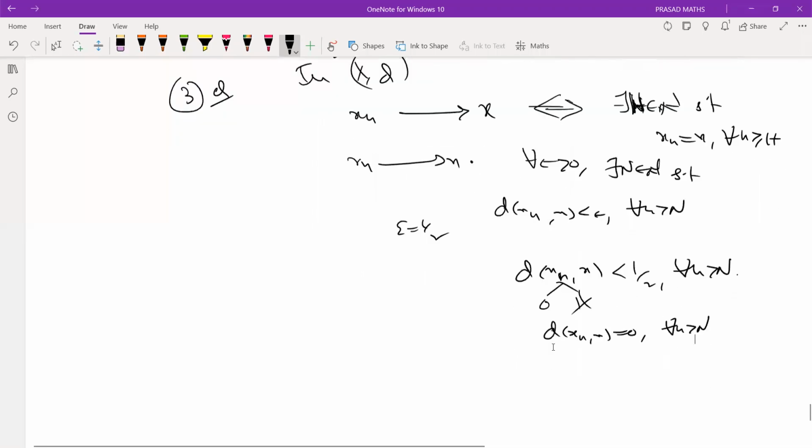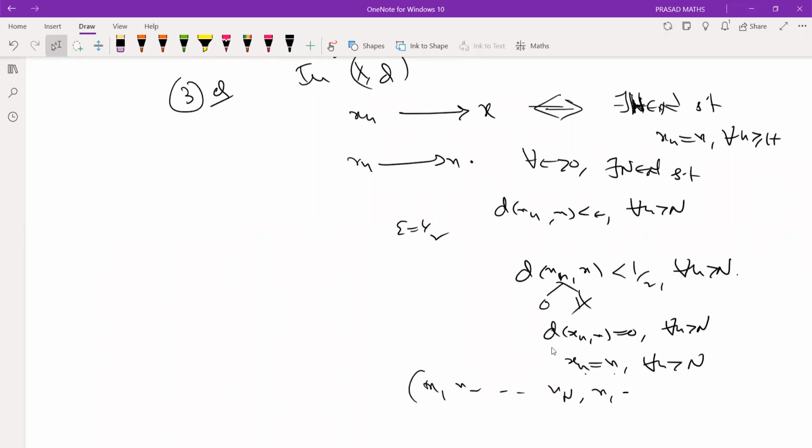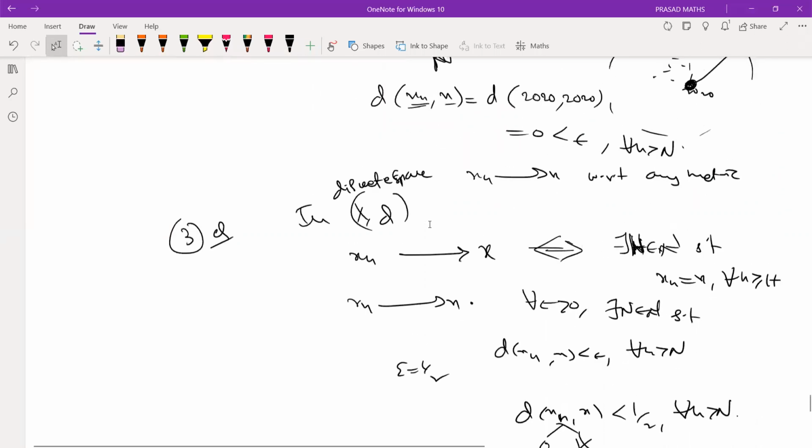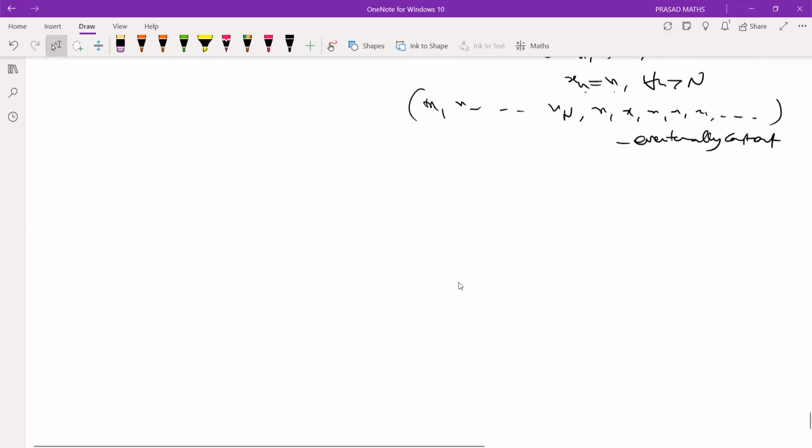After N, the distance between x_n and x being 0 means what? x_n is equal to x after N. That means your sequence is eventually constant. Your first terms are kept as they are, up to the Nth term, and the remaining terms are x. So it is eventually constant. Is it clear? So in discrete metric space, the sequence you take is convergent if and only if that sequence is eventually constant. That's my argument.